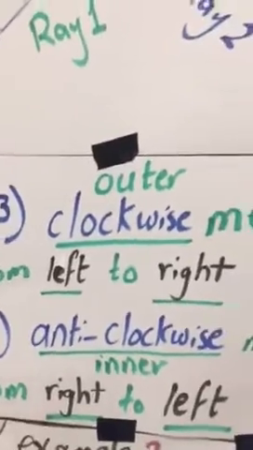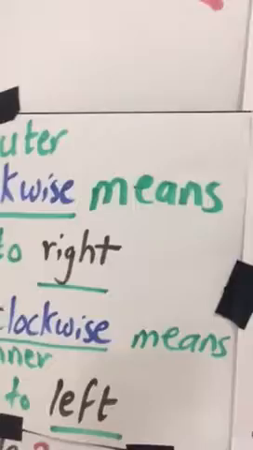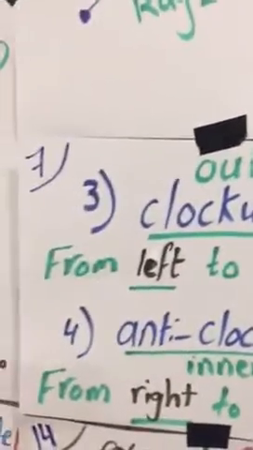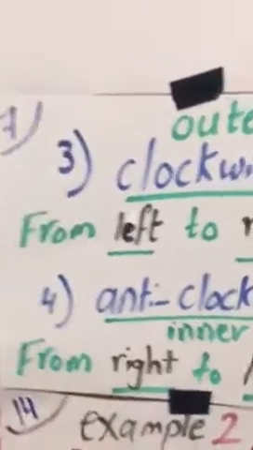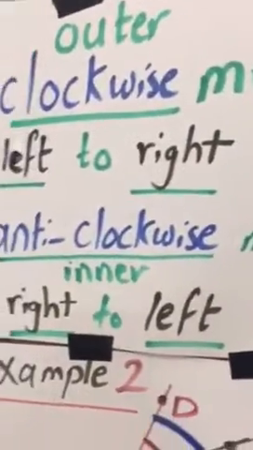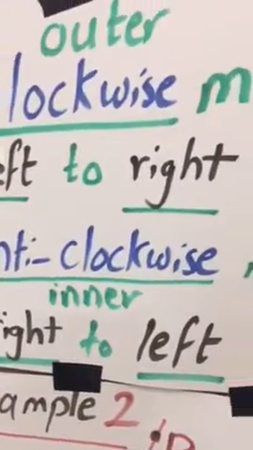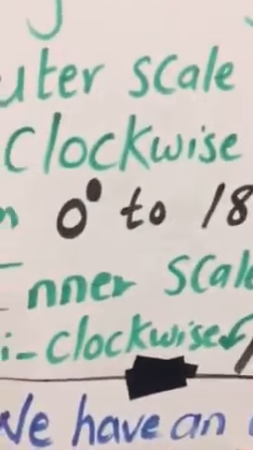Excellent. More explanation about the outer and the inner. The outer, clockwise, means from left to right. Excellent, guys. This is the outer. Yes, it's from left to right. And anti-clockwise, we say, is the opposite of the direction of the watch's hands. Yes, it means from right to left. And again, here is the inner.